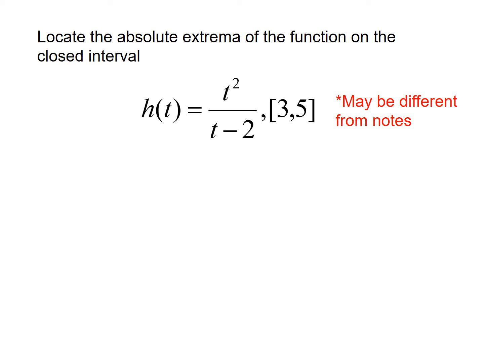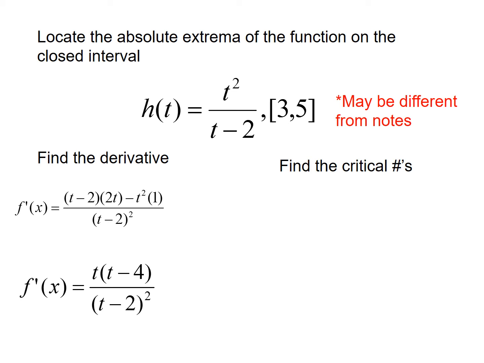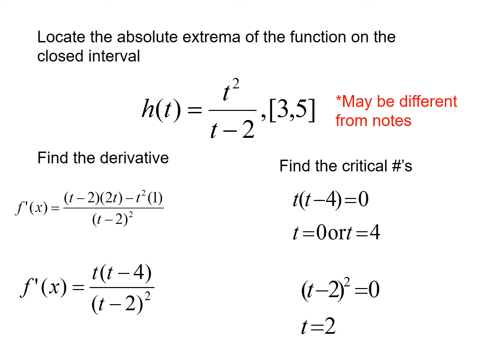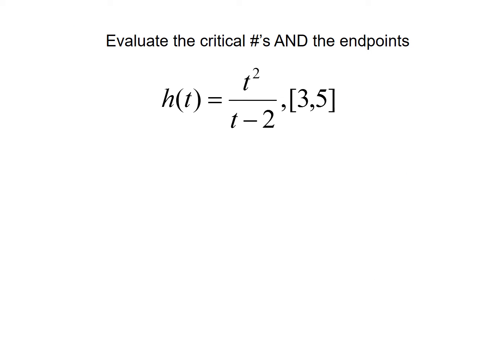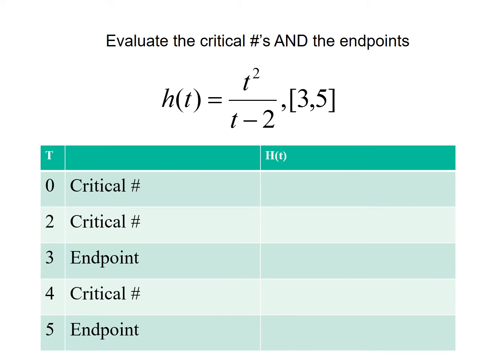Okay, I think this is different from your notes, so you want to change your notes to reflect this problem. The first thing we want to do is find the derivative. Again, we're going to use the quotient rule. Then we simplify the derivative and set the numerator equal to 0 to find the critical numbers, and then we set the denominator equal to 0. Now, once again, notice that t equals 2 is not in the original domain.